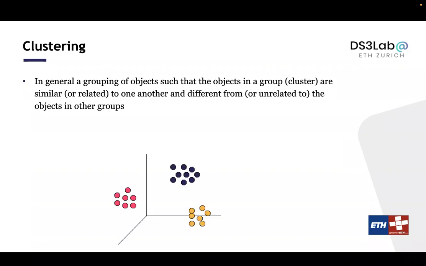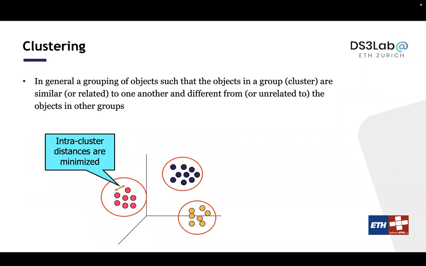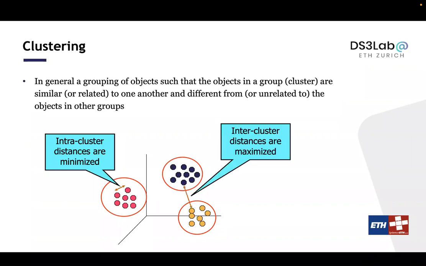This is a simple view of it. In this three dimensional space, you have multiple data points, each corresponding to, for example, one tuple inside your database instance. You could form three different clusters, such that, for example, the intra-cluster distance is minimized, or the inter-cluster distance is maximized, or both, or a combination of these two.